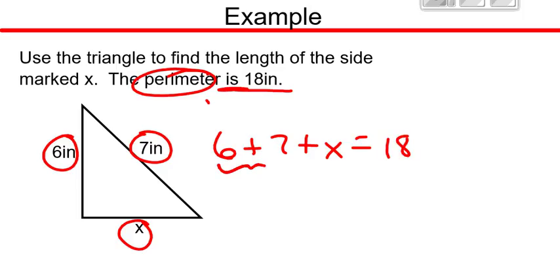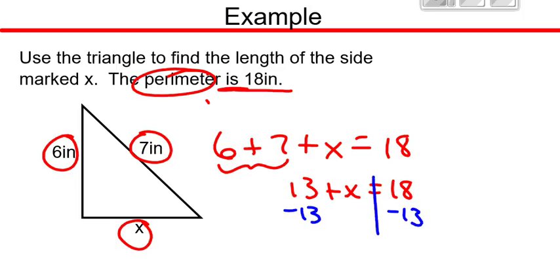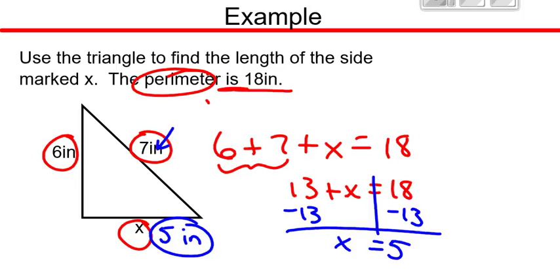Combining my like terms, that's 13 plus x equals 18. And then if I subtract 13 from both sides, x is going to equal 5. So x is 5 inches. I'm going to use those units of measure because everything is in inches.